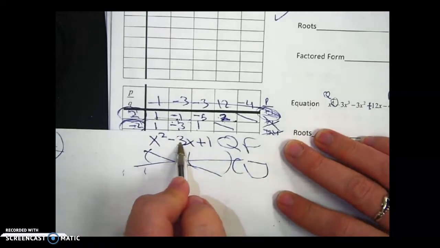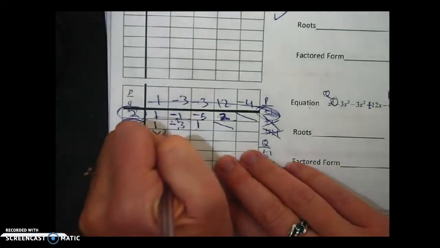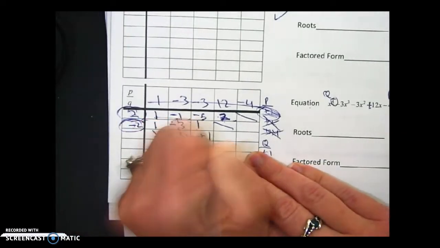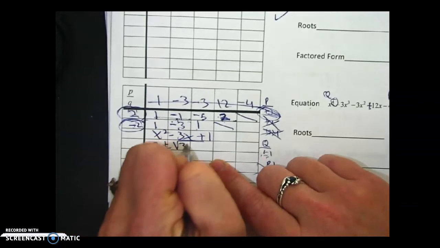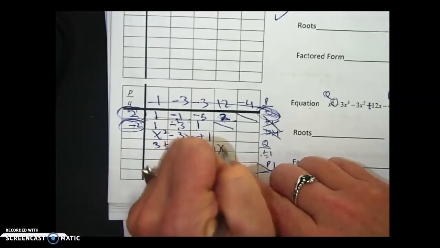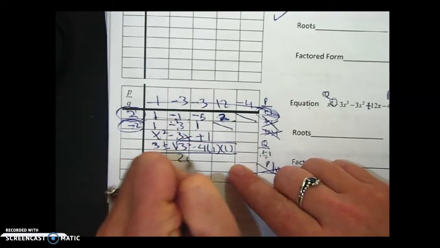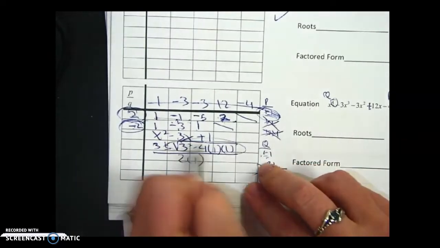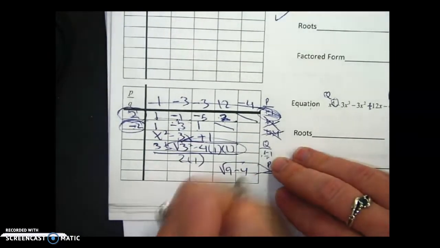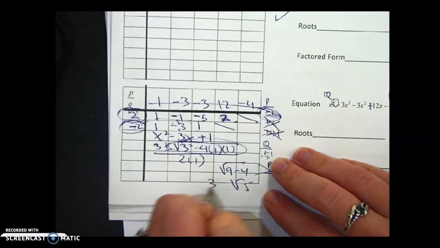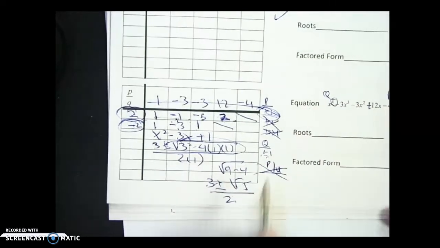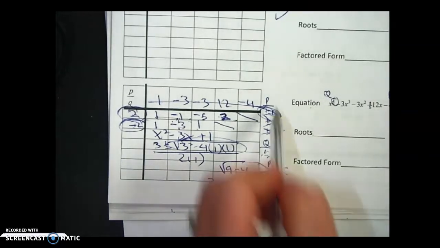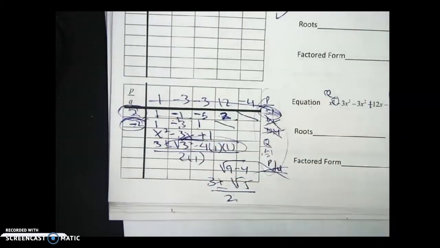I wouldn't complete the square because the 3 is odd. So I'm going to do that here. X squared minus 3x plus 1. So 3 plus or minus the square root of 3 squared minus 4 times 1 times 1, all over 2 times 1. Take this, the square root of 9 minus 4, the square root of 5. 3 plus or minus root 5 over 2. So even though I have all these possible roots, that's only my whole numbers.